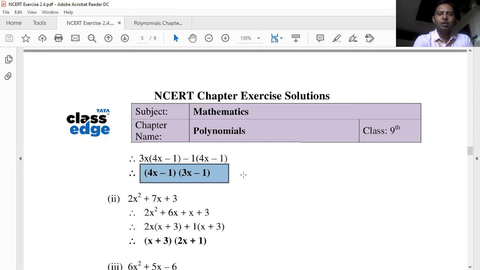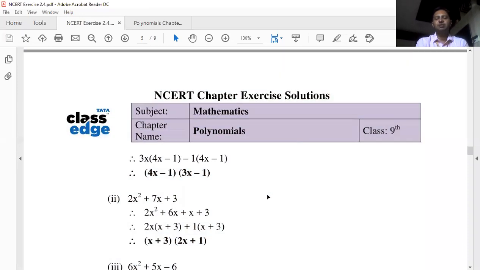Now, the second part is 2x square plus 7x plus 3. For 2x square plus 7x plus 3, we'll multiply the extremes, 2 into 3, 6. We need to split 7x such that the product will be 6 and the addition will remain 7. So we can write 7x as 6x plus 1x, since 6 times 1 is 6 and 6 plus 1 will give you 7.